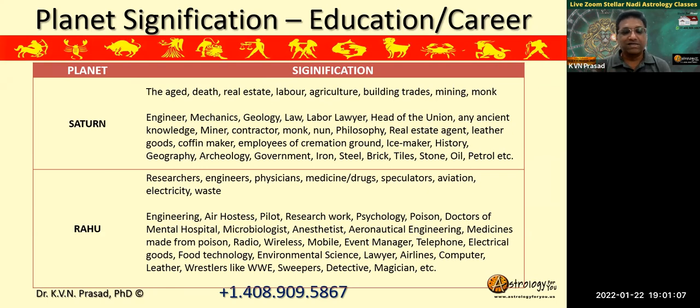Okay. Real estate, again, real estate is Mars and Saturn. Both are real estate. But Saturn also, anything related to death. Jupiter is not real estate, sir? Jupiter is not real estate, no. Jupiter is trading and finance. Real estate is Saturn and Mars.